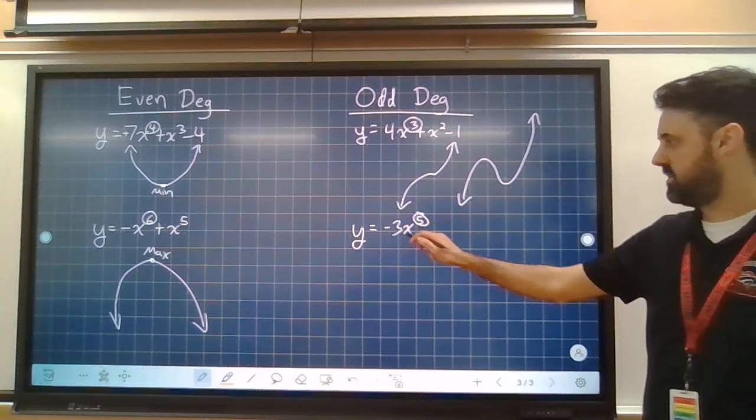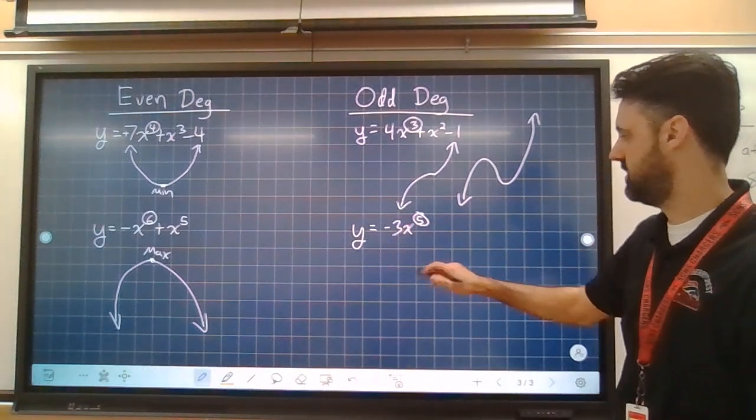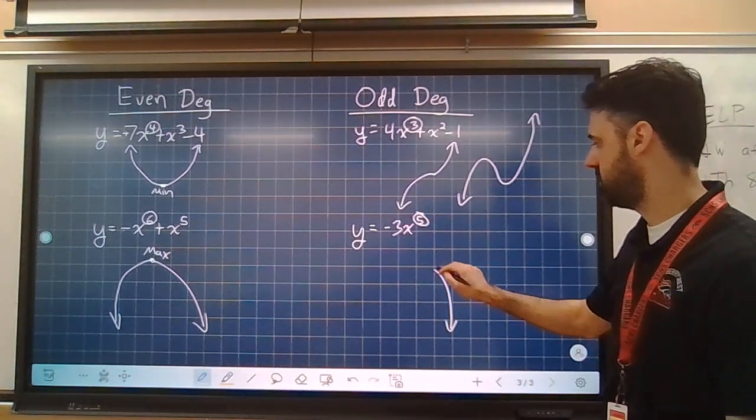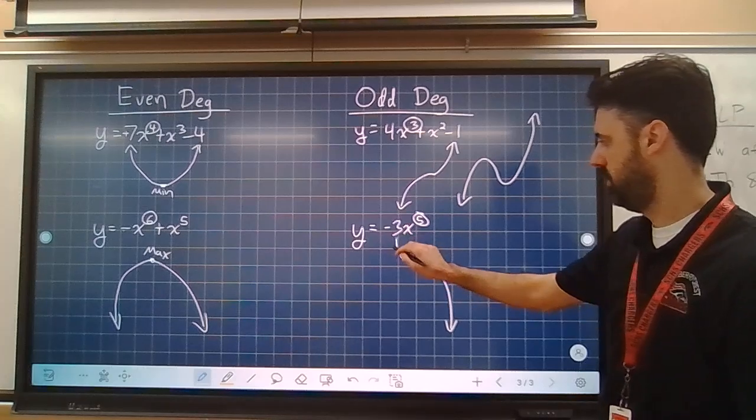Odd degree with a negative leading coefficient is almost the same. It's going to finish down to the right. And then because it's an odd degree, it's going to start the opposite direction, up to the left.